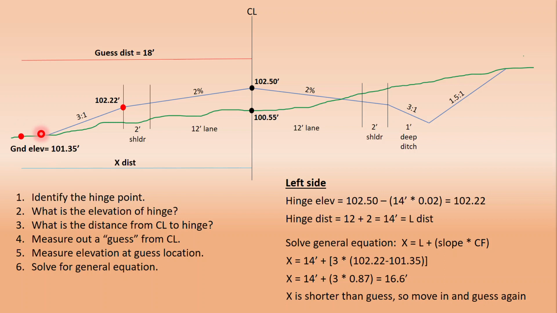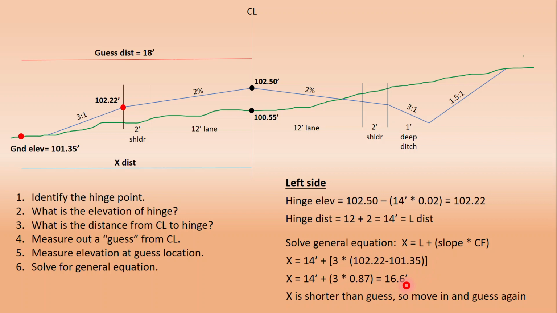If your ground elevation is not changing, you know you need to come into exactly 16.6 feet, and you'll find your catch point. But what's typical on a cross slope like this is as you move in for a new guess point, you're also gaining elevation. And if you're gaining elevation, this part of your equation is going to change, which means this value in your general equation is going to change, which means you're not going to be 16.6 again. You're going to be something even smaller.